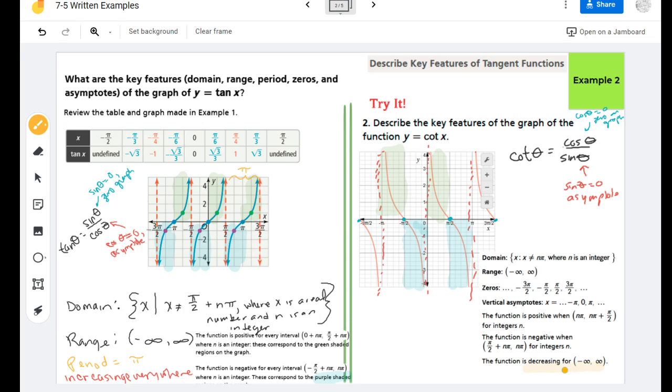And the last thing is that the function is decreasing from negative infinity to infinity. So they're saying all values of the function are decreasing. Now, I disagree with their notation on this because this is the same thing as saying for all real numbers, right? But the graph doesn't exist at all real numbers. So like at pi or at 0 or at negative pi, the function doesn't exist there, so it can't be decreasing there. So I don't agree with that notation, but there it is.